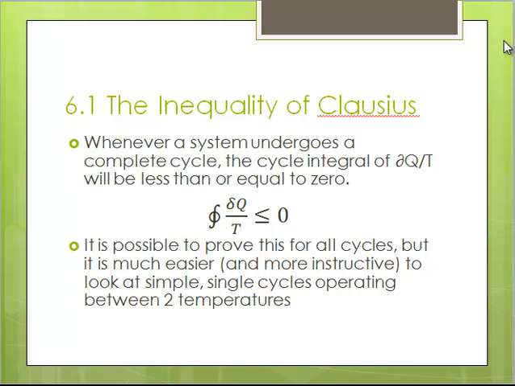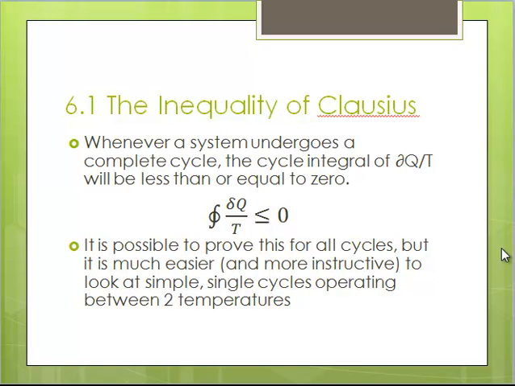Alright, this series of videos will be on entropy, which is chapter 6 in our textbook. We're going to be looking first at the inequality of Clausius. We've been talking about cycles, and whenever a system undergoes a complete cycle, Clausius's inequality says that the integral of dq over T over that entire cycle will always be less than or equal to 0.